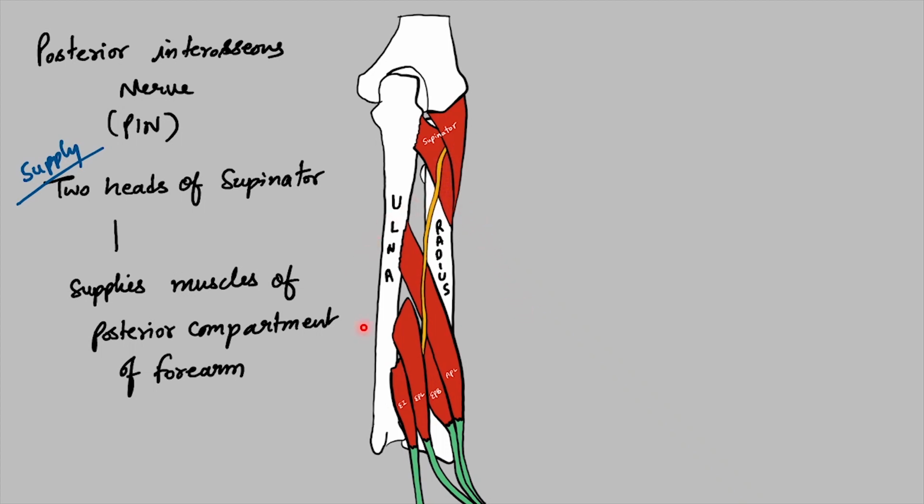In the posterior compartment of the forearm, it supplies the extensor digitorum communis, extensor indicis, and extensor digiti minimi muscles, which help in extension of the fingers, and it supplies the abductor pollicis longus, extensor pollicis brevis and extensor pollicis longus, which help in extension and abduction of the thumb.